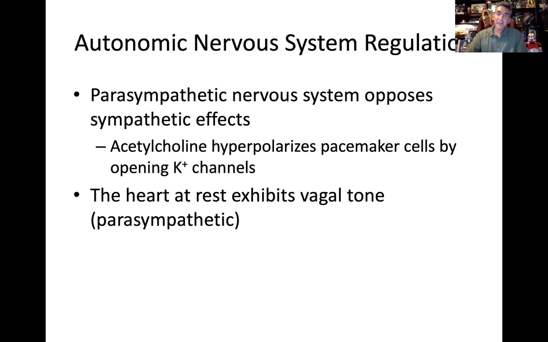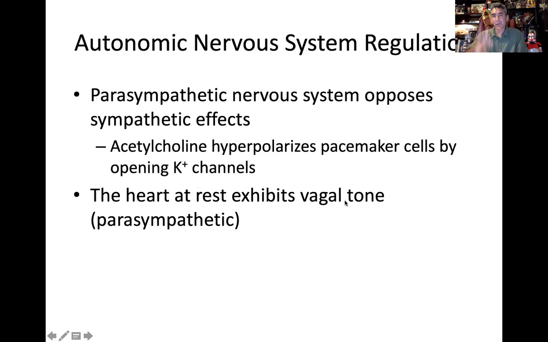On the flip side, parasympathetic is the nice, relaxed, calm situation. So the parasympathetic nervous system opposes sympathetic effects. And I'm going to hit two important nerve connections here too. When we talk about parasympathetic, we talk about vagal tone.